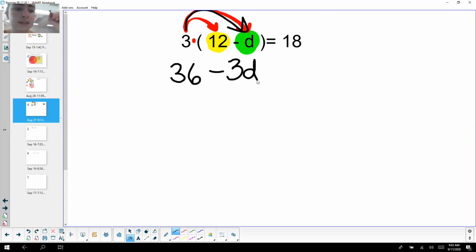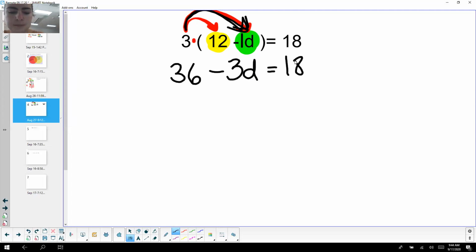If that's confusing at all, this negative d is the same thing as negative 1d. So if you were to multiply in your calculator negative 1 times 3, because we multiplied 3 times negative 1 essentially, you would get negative 3, and then you just have to make sure you attach that d variable to it. Then I'm going to bring down my 18 because we haven't touched that yet. So now I've just got a two-step equation to solve. I got rid of those parentheses.